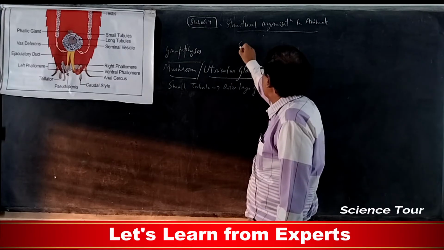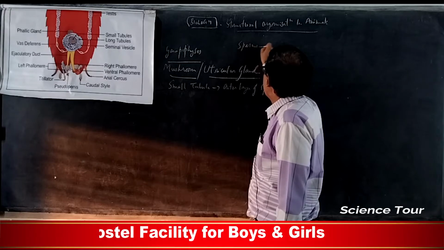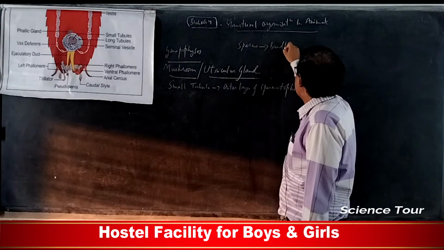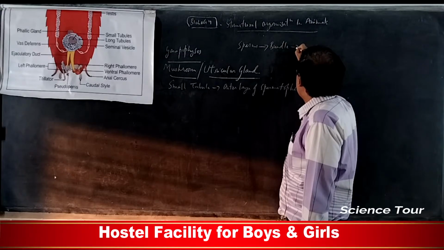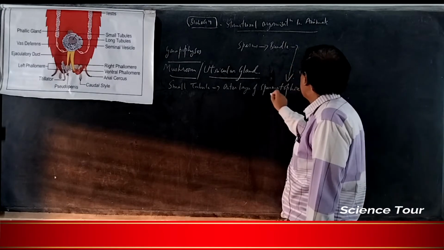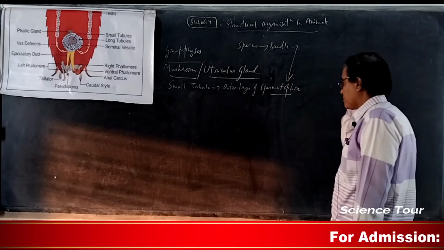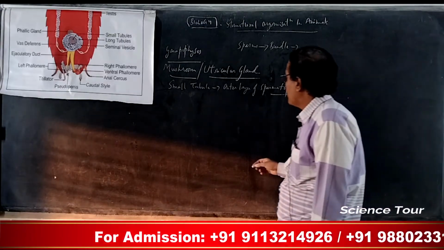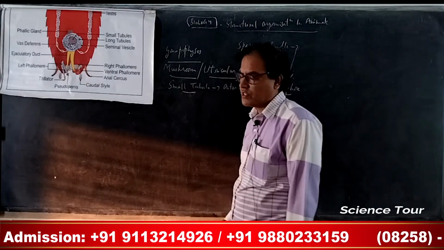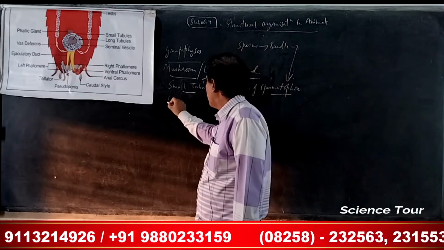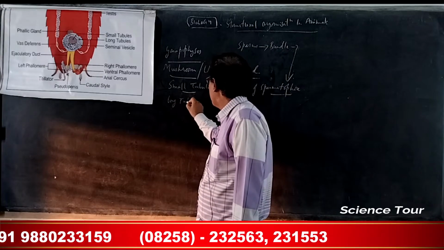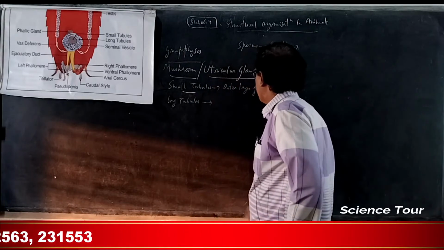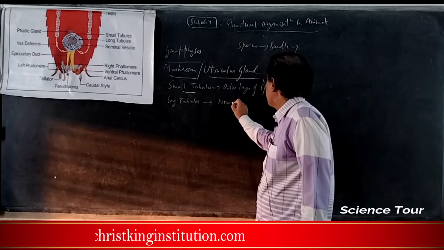These sperms are arranged in a bundle. That bundle is called as spermatophore. The outer layer of the spermatophore is secreted by the small tubules. Okay, and what is the function of the long tubules? The long tubules help for nourishment of the sperms.